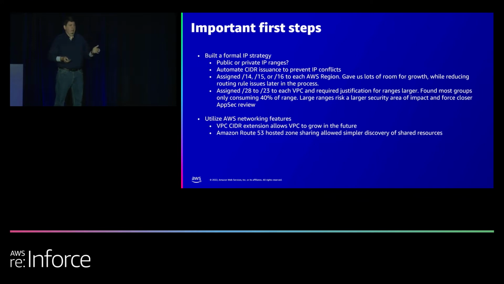The smallest you could get was a /28 because that's AWS's minimum, and the biggest you could get was a /23. If you wanted bigger than a /23, you had to go through a process to justify why you needed it. And it was amazing, when I put that policy in place, the requests for bigger than /23 dropped off. From getting 20 or 30 of them per month to now I get about one every other month, because they didn't want to go through the process and they actually didn't need it.